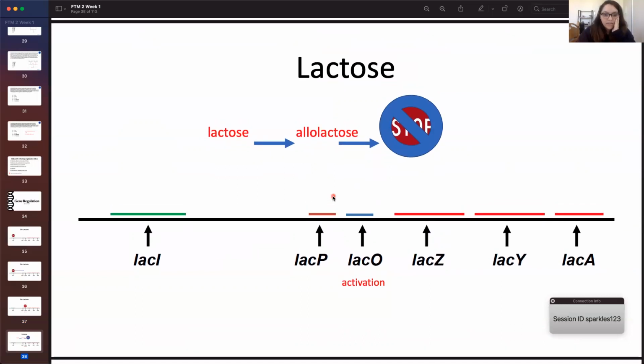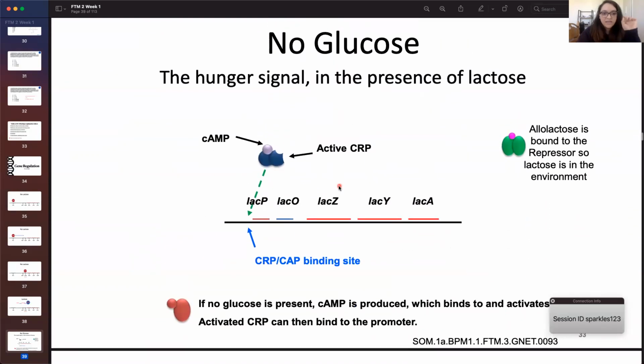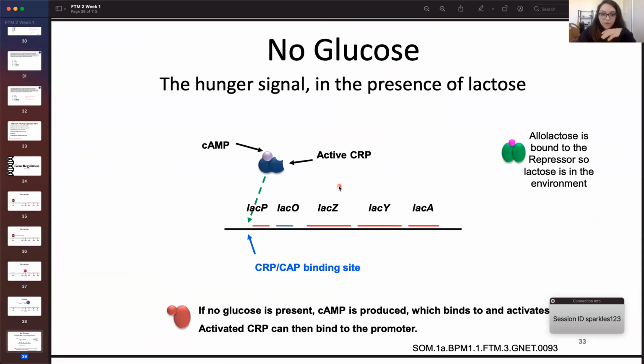Okay, so again, this is just repeating that. Let's move on. I think there's a summary slide that makes it look better. So let's stop here real quick. If you have no glucose, this is the kind of cascade that you want to keep in the back of your head. No glucose means increased cyclic AMP. Cyclic AMP is your hunger signal. So you have the hunger signal in the presence of lactose, but you also need no glucose.